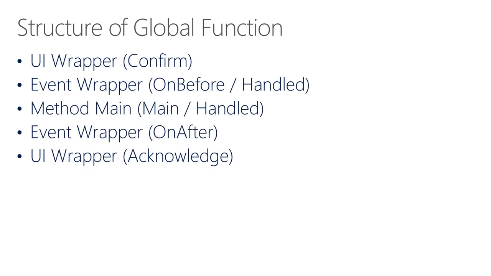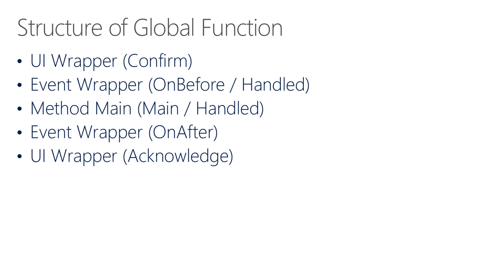I have emphasized earlier that each method code unit only contains one global function. All other functions are local. This global function does not contain any functional code, but only the structure of how the functional code is implemented. It consists of three main layers: a UI wrapper, an event wrapper, and the functional code as such, which gets implemented by the main method. All of these structural and functional elements are local.